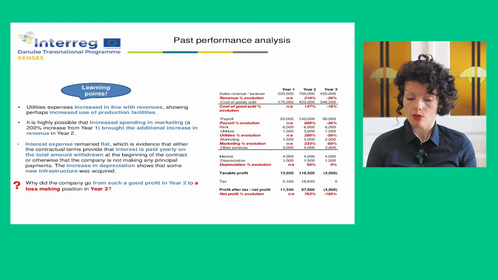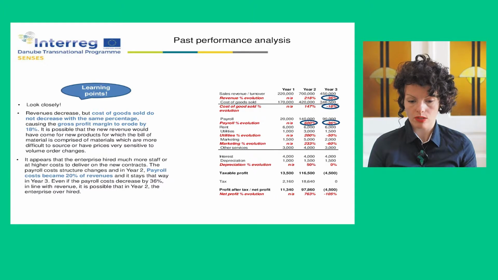Why did the company go from such a good profit in year 2 to a loss-making position in year 3? So let's look closely. Revenue decreases, but cost of goods sold do not decrease with the same percentage, causing the gross profit margin to erode by 18%. It is possible that the new revenue would have come from new products for which the bill of material is comprised of materials which are more difficult to source or have prices very sensitive to volume order changes.